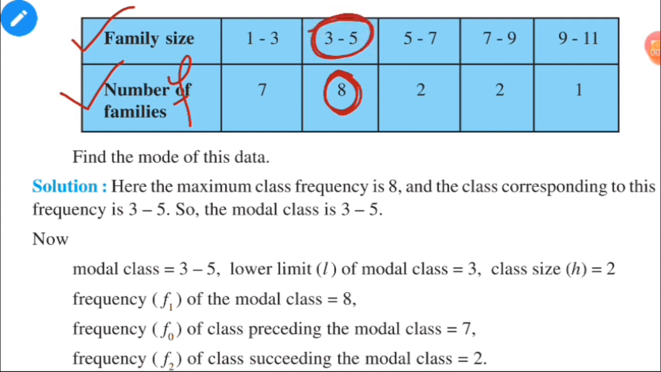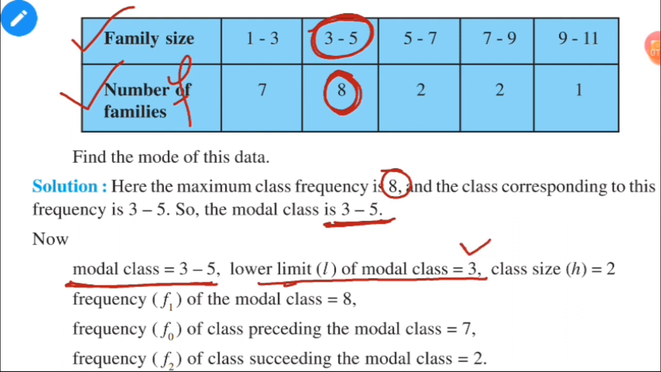Modal class means the class having maximum frequency. Here the maximum frequency is 8, so the modal class is 3 to 5. So we found the modal class. And next it is L. What is meant by L? L is the lower limit of the modal class. The modal class is 3 to 5, its lower limit is 3. So L equals 3.